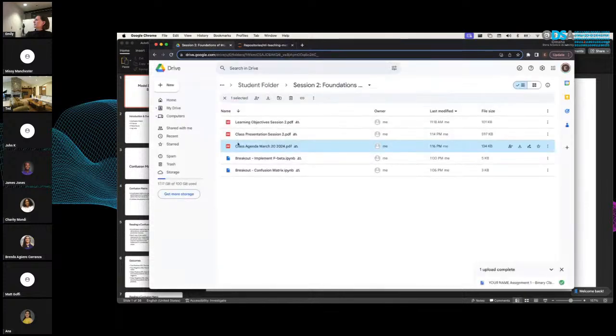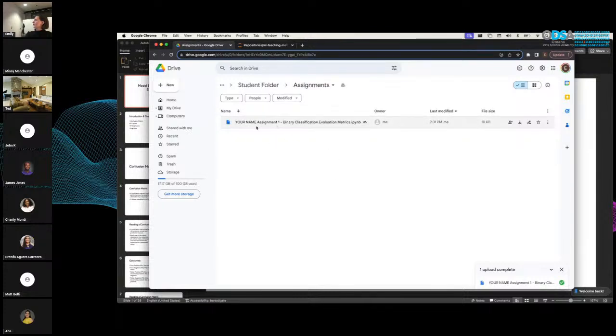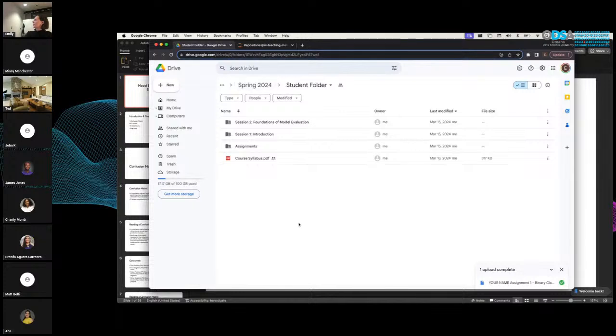Awesome. So again, that's under, if you go to student folder, which should be all that you see. You shouldn't be able to see things beyond that, but you should be able to see student folder and you should see assignments and you should be able to see this here.